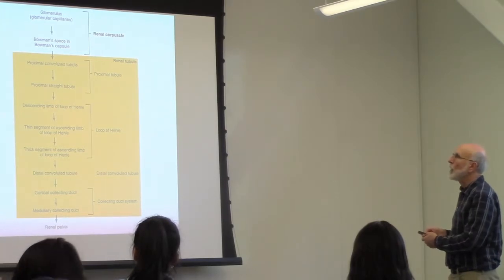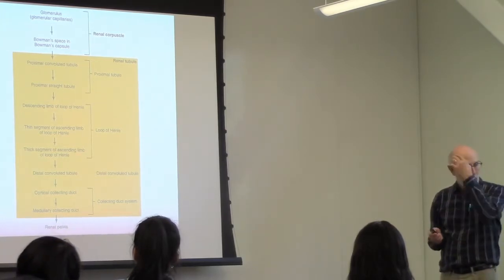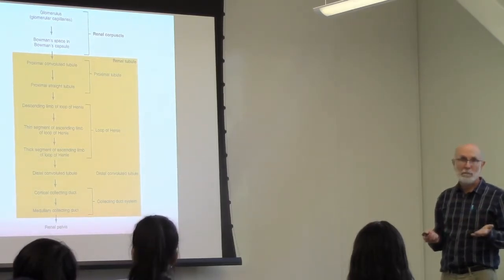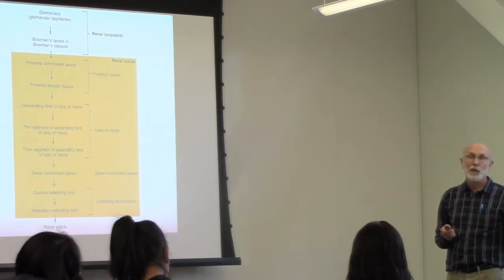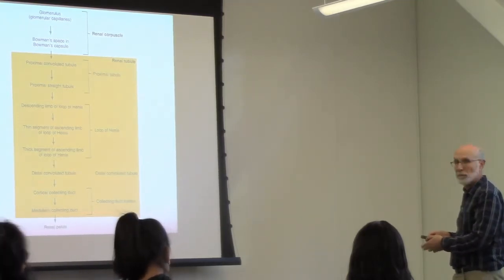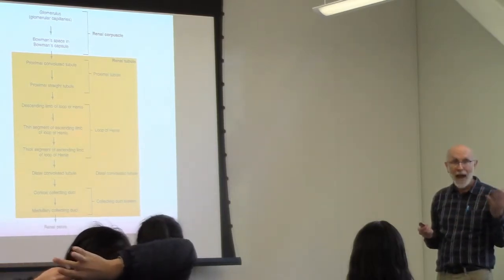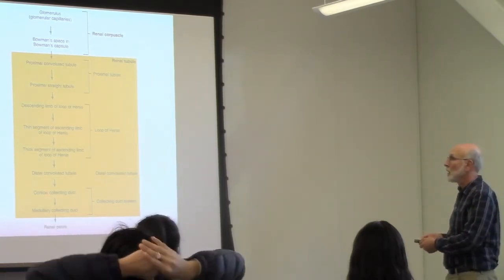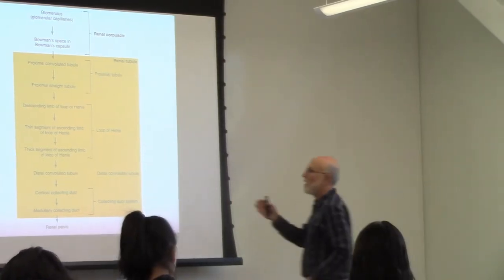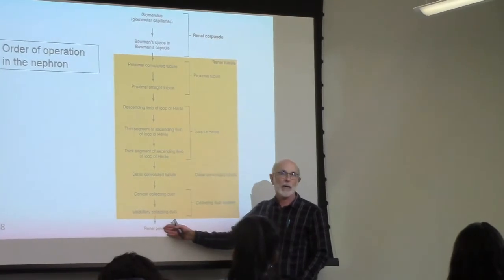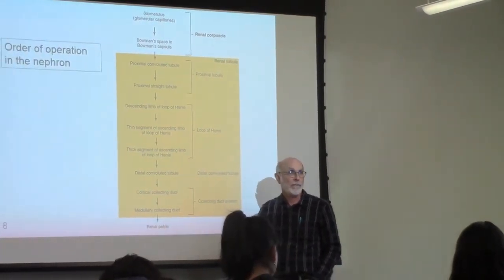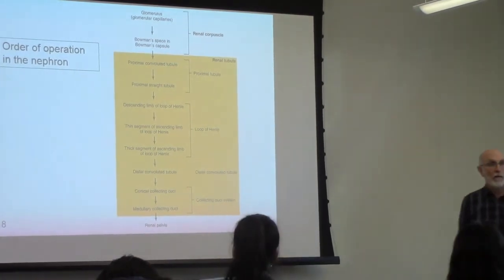Proximal tubule, loop of Henle, processes the urinary fluid. It's not filtrate anymore, but it's not urine yet either. Then the distal tubule processes that fluid some more. The collecting tubule processes that fluid some more. And then by the time we get to a papilla, really, we're talking urine. Okay, so this is the order of operation for the urine.